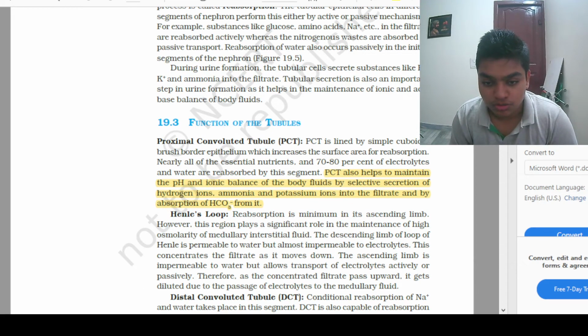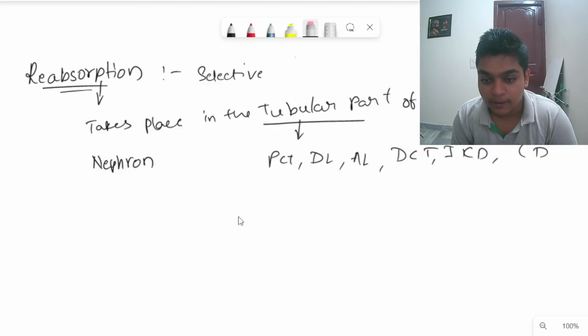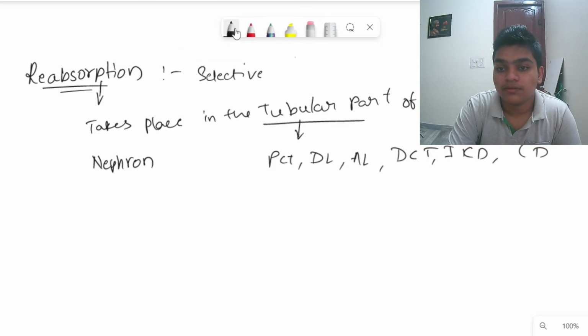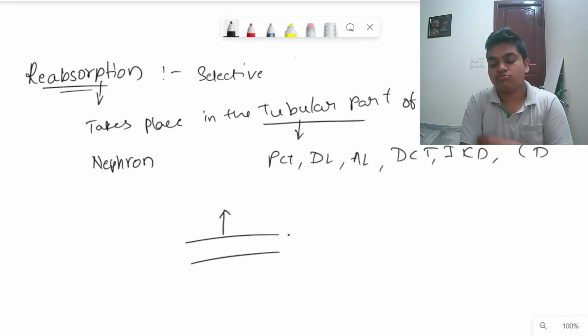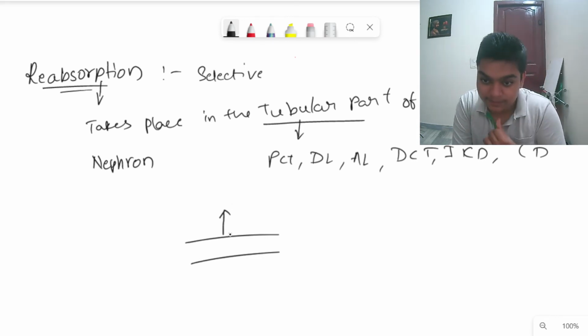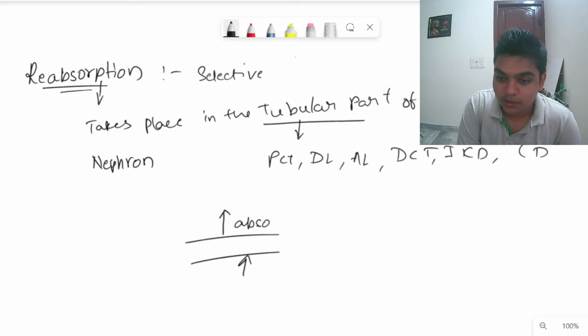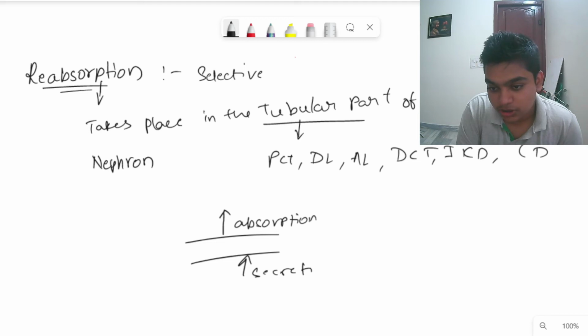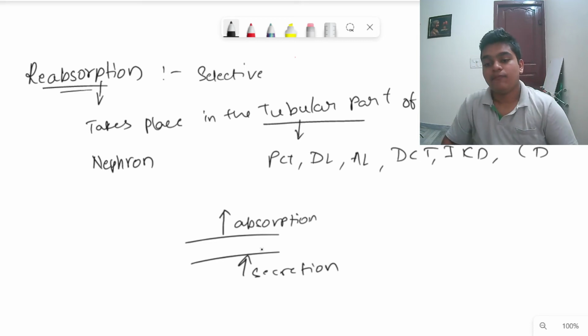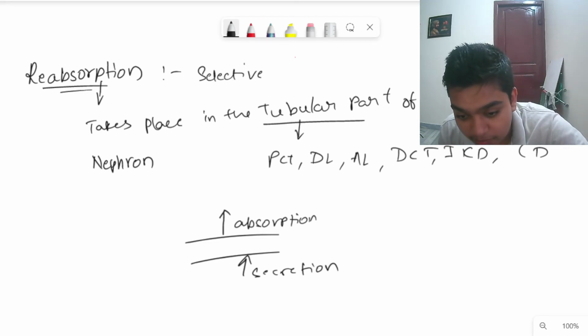One minute, let me show you the arrows which we represent. See this. We actually represent the absorption arrow like this. If this is the tubule, we represent the reabsorption arrow like this and the secretion arrow like this. This is the absorption arrow, this is the secretion arrow. Okay, now coming to the diagram given in your NCERT.